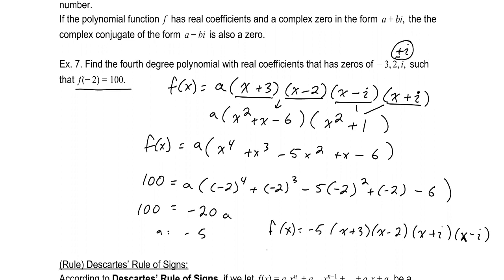Well, no, we could go ahead and multiply that out. And again, this is scratch work. But we could use this version of that. If a is negative 5, then that would be negative 5x to the 4th minus 5x cubed plus 25x squared minus 5x plus 30. All right, so there is our polynomial.